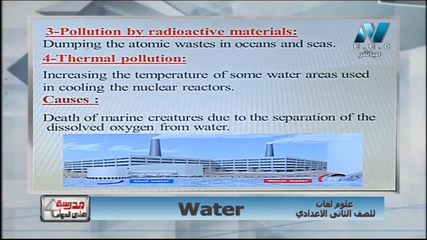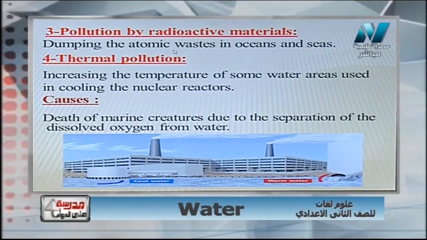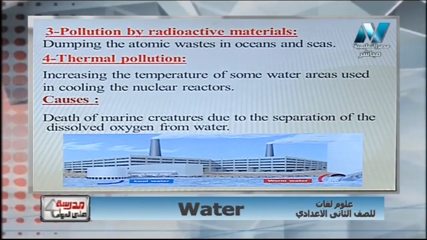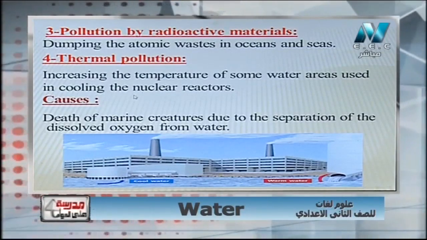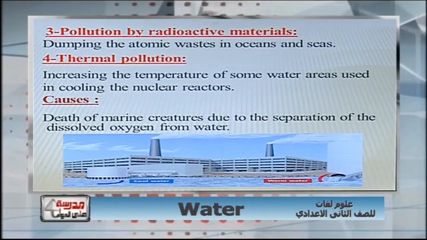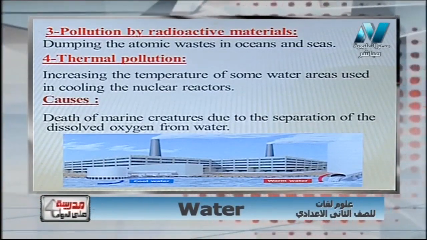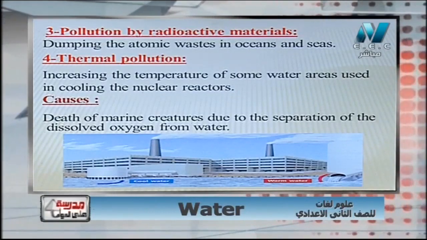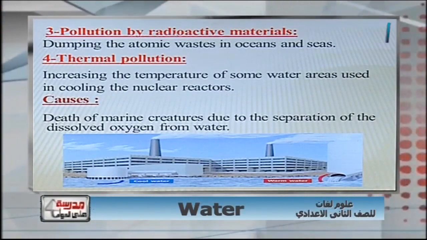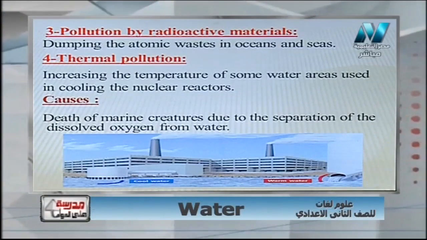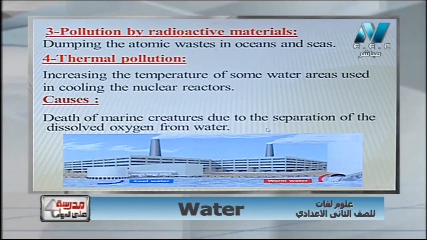The last two types of water pollution: radioactive. This is due to the atomic waste in the radioactive nuclear reactor. Thermal, because the nuclear reactor uses water in cooling and dumps the water again, but with a very high temperature. So the nuclear reactor makes what? Two types of pollution: radioactive pollution and thermal pollution, and this causes what? Death of the marine creatures.